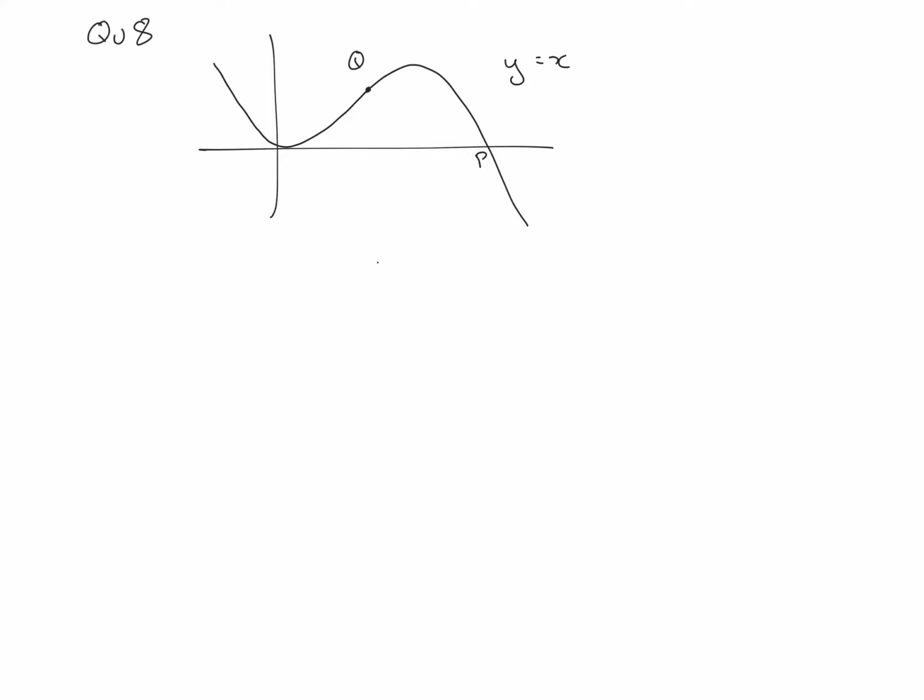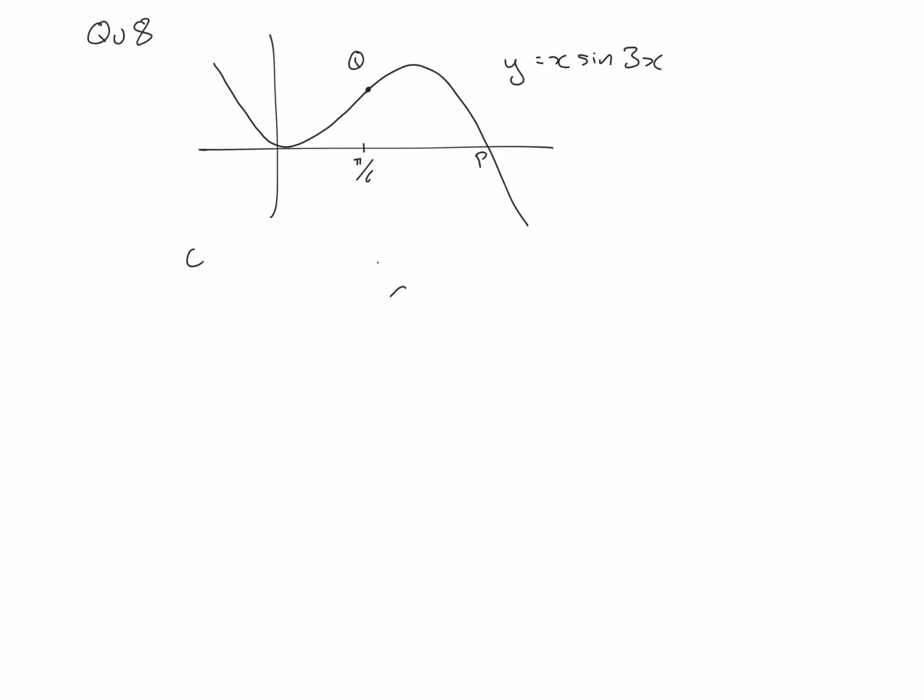Okay, question 8. I've got this bit of curve that does this. Point Q there and point P there, and we know that y equals x sine 3x. Q is the point on the curve with x coordinate pi by 6. Find the x-coordinate of P.